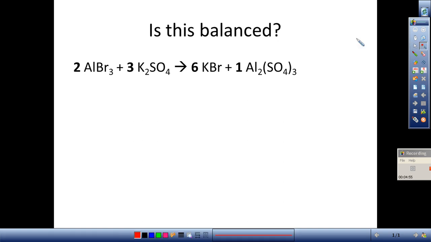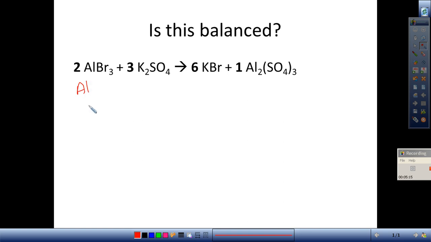Now, here's the good news. For balancing equations on all your future tests, you don't have to balance them because they're always going to be multiple choice tests. So you're going to be given 4 equations. You just have to find the one that is balanced. So let's see if this is balanced.